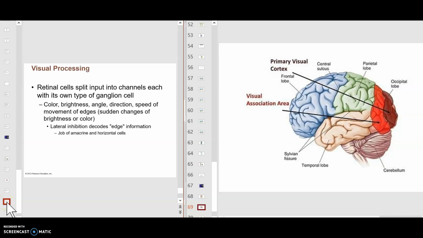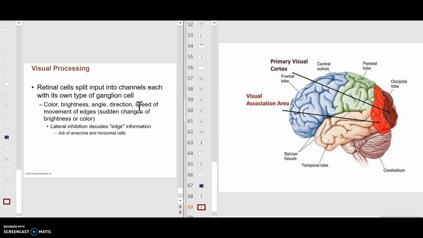Now we're looking at visual processing. Retinal cells split into channels, each with its own type of ganglion cell. Remember when we were talking about the visual association area and how it would look at color, intensity, and so forth. These are special ganglion cells, and these channels will synapse on that, and some of the ganglion cells associated with the channels will look at color, brightness, angle, direction, speed of movement, things of this nature.